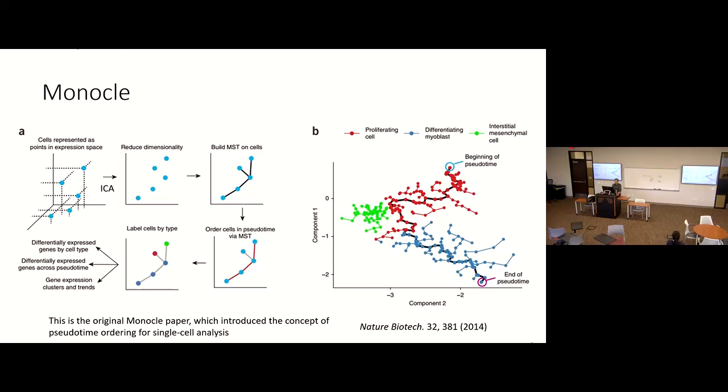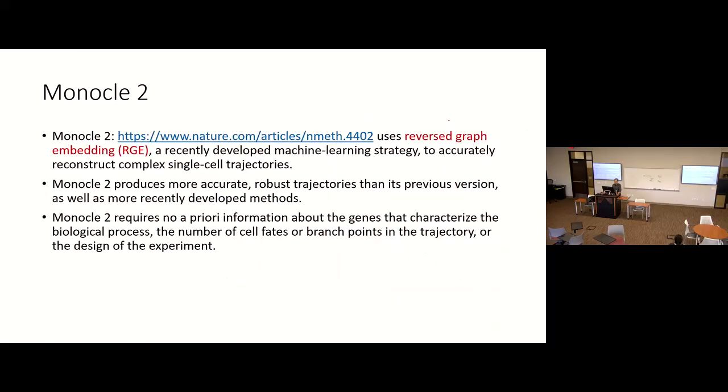The original version started from 2014, so this is a really early stage. They used ICA to reduce the dimension, and built a minimum spanning tree on it to build the trajectory. They worked on proliferating cells and differentiating cells at different stages.